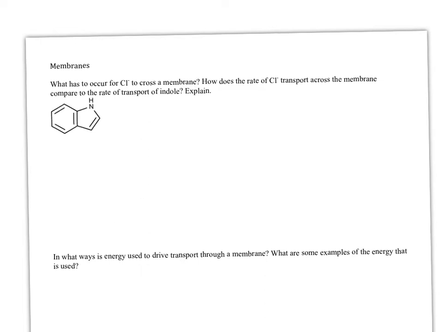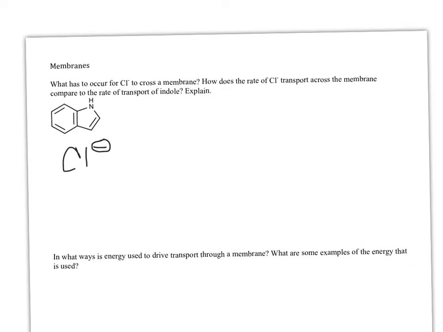So I'm going to go through this transport and membrane workshop to provide you some insight as to some possible answers. To begin with, this first one uses chloride ion versus this indole ring as a kind of trying to figure out what happens when you go from one side of a membrane to another.